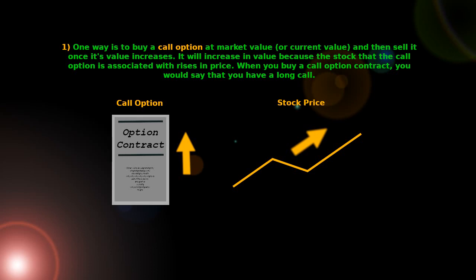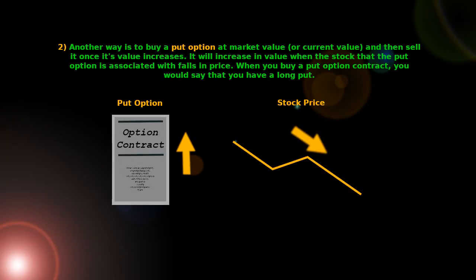One way is to buy a call option at market value or current value and then sell it once its value increases. It will increase in value because the stock that the call option is associated with will rise in price. When you buy a call option contract, you would say that you have a long call.